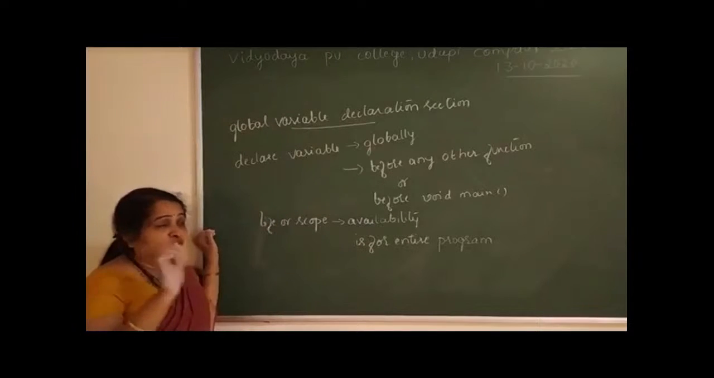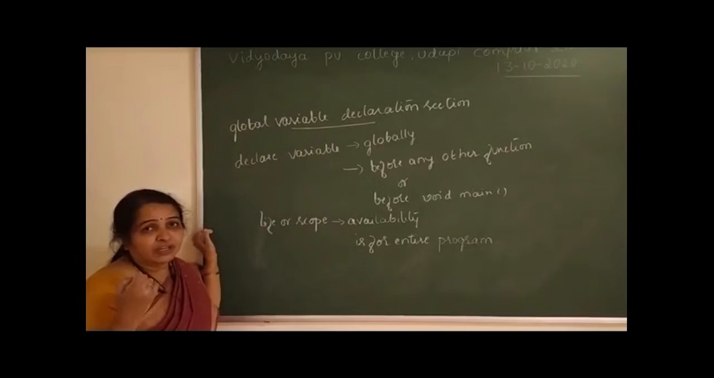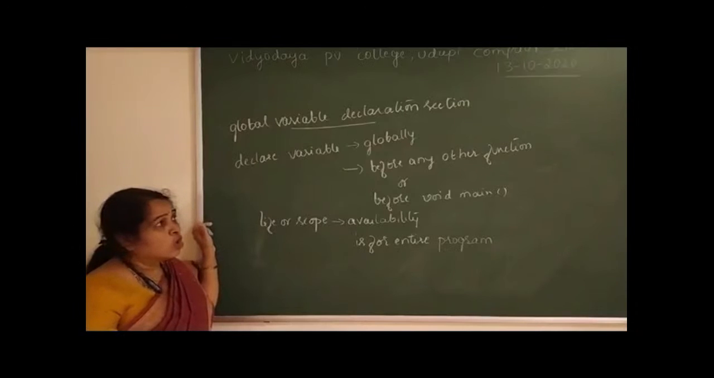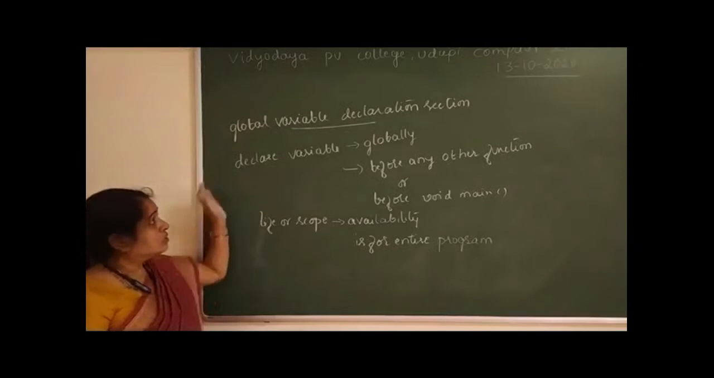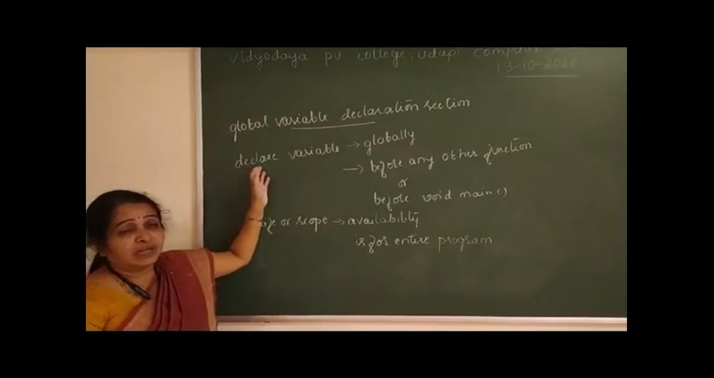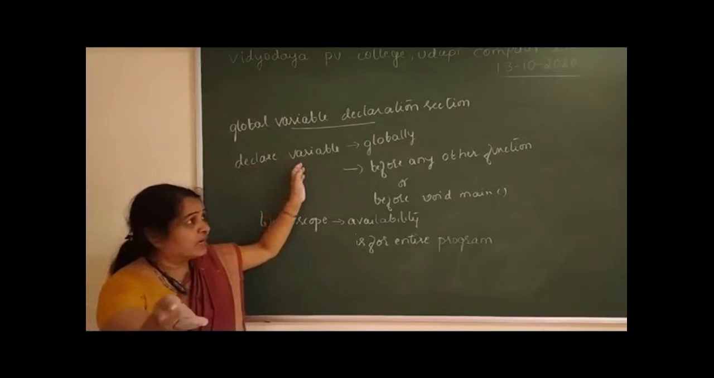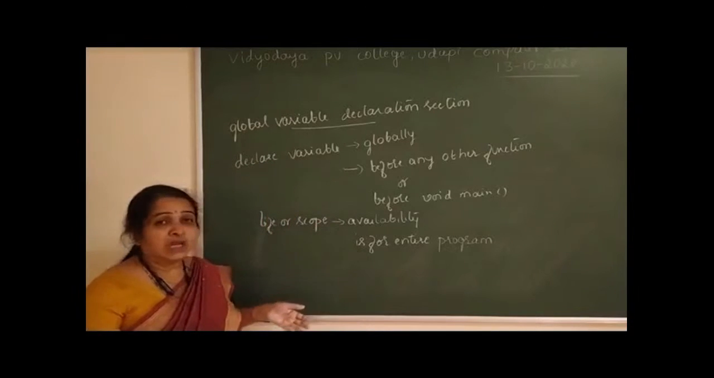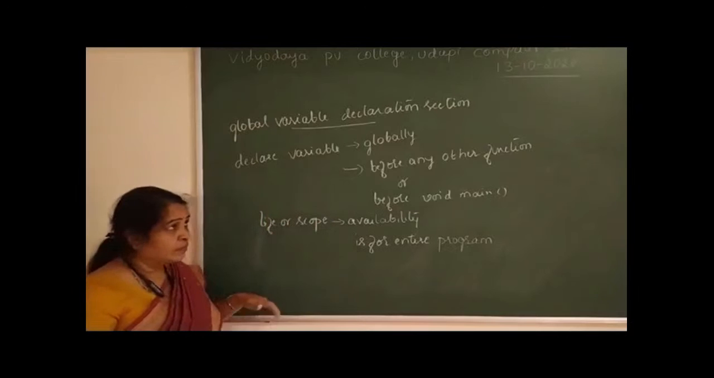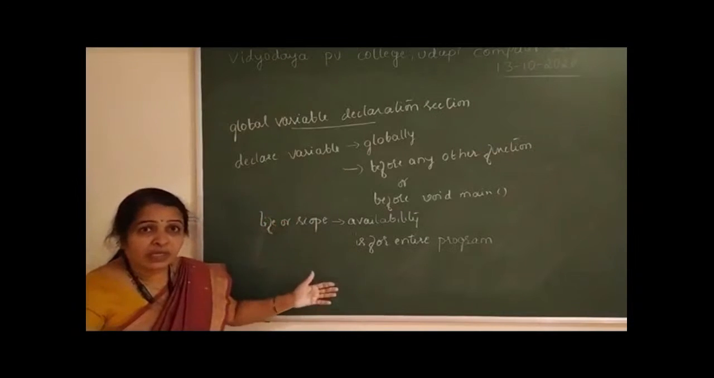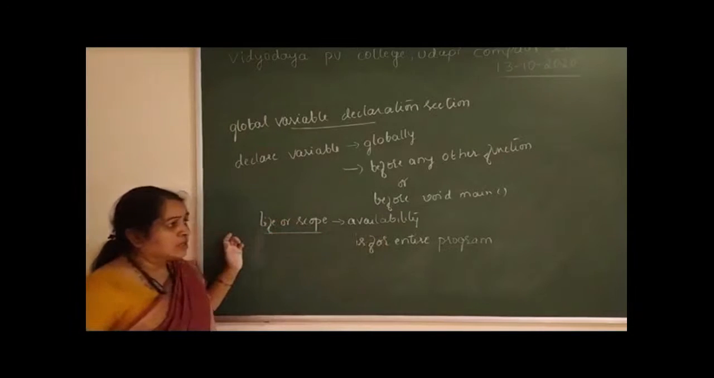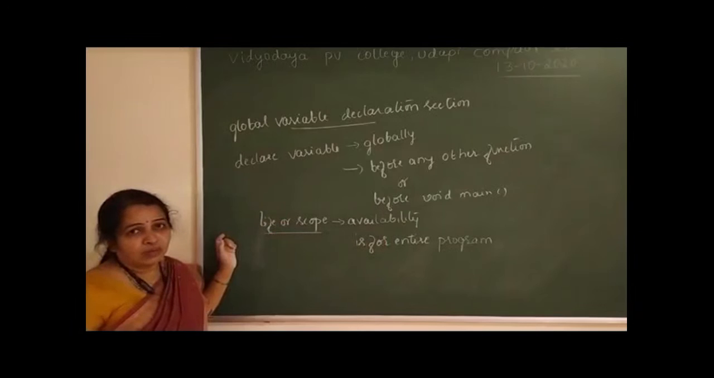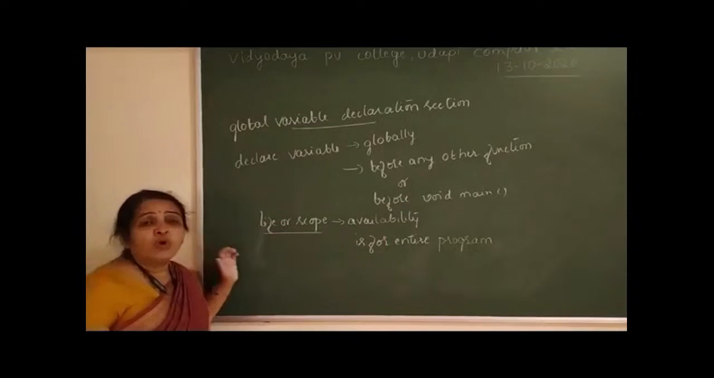When we use the subroutine section, one section we have written now, then only we will use the global variable declaration section. The variables are defined before any other functions or before void main, so they will be declared globally. That means the life or scope of such variables is for the entire program. Okay? Hope till here it is clear.